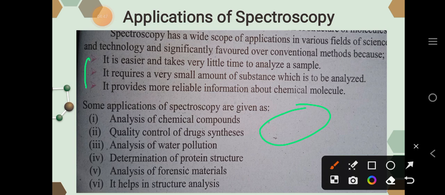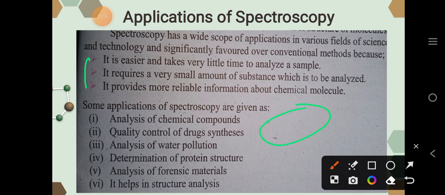It provides more reliable information. So the first benefit is that it takes very little time, the second is that we require a small amount of sample, and the third is that it gives reliable information about the structure.